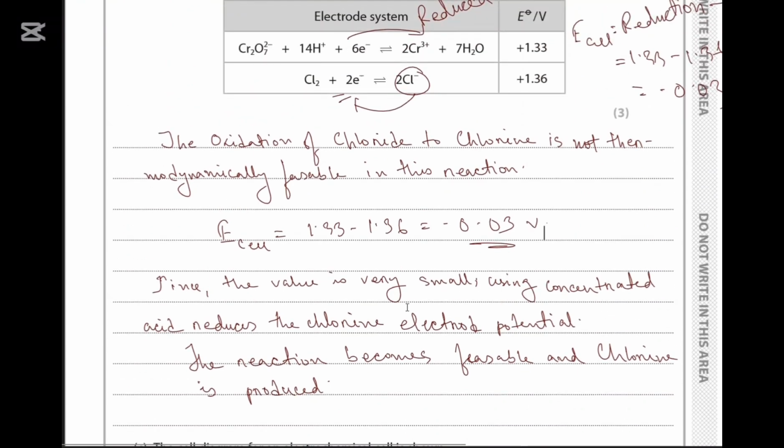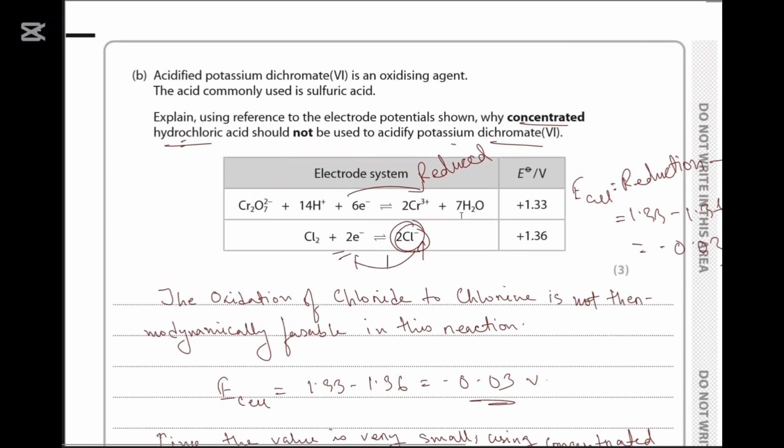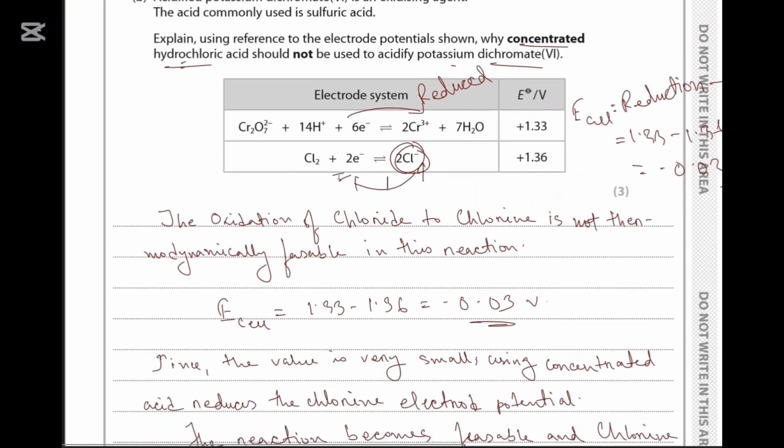But if I increase the concentration of this Cl minus, the value becomes smaller, right? So this value gets smaller. Since the value is very small, using concentrated acid reduces the chlorine electrode potential. Therefore, the reaction becomes more feasible, and therefore chlorine gas will be produced. Okay.